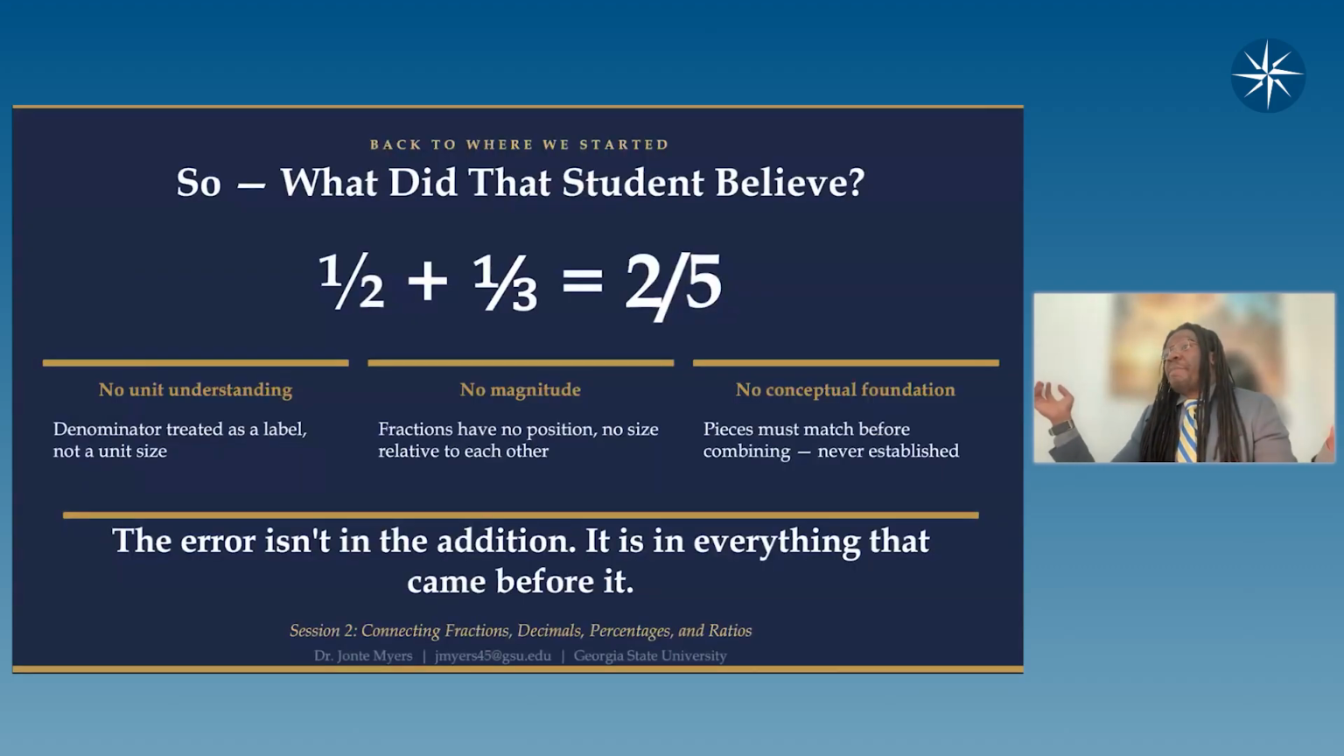So what did the student believe? They didn't have an understanding of magnitude, right? Fractions have a position. They have a size relative to each other. And the pieces must match before combining them. And in the next round, I'll show you that if you want to understand division of fractions conceptually, the pieces must match before you divide them too.